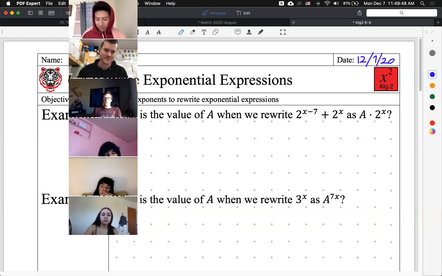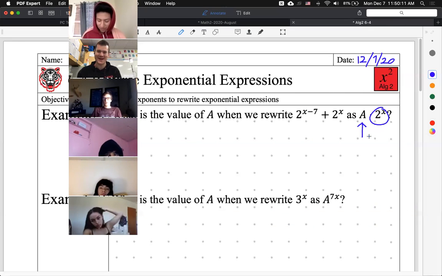So, okay, example number one. What is the value of a when we rewrite 2 to the power of x minus 7 plus 2 to the power of x? I need to rewrite it as kind of like factoring out a 2 to the power of x. What is the thing that I need to factor out to just be left with 2 to the power of x? When I first look at that problem, I have no idea what to do. You can't factor anything out of 2 to the power of x minus 7. That's just one expression. There's some exponents up here. I must have to use a property of exponents to manipulate this so that I can factor something out.